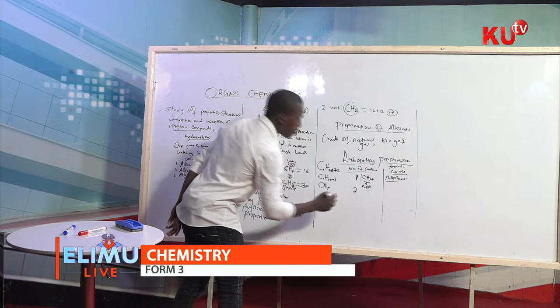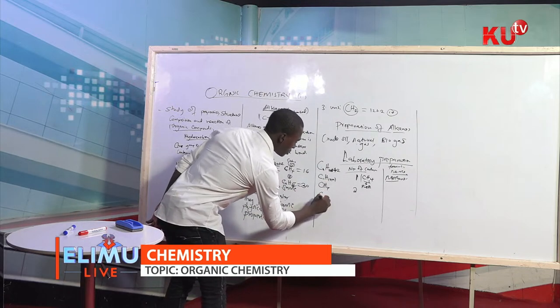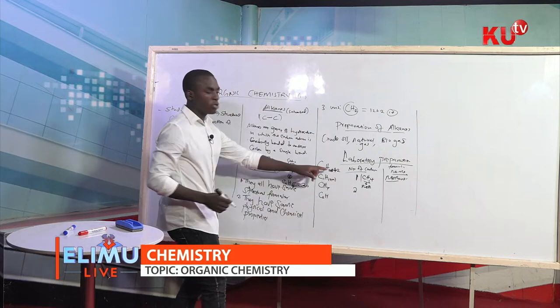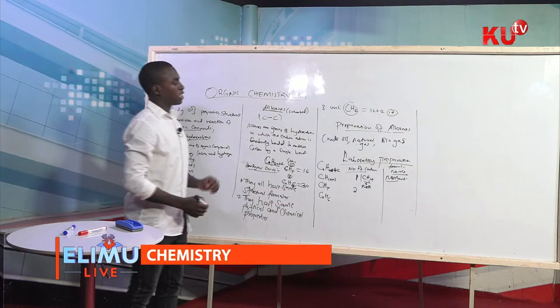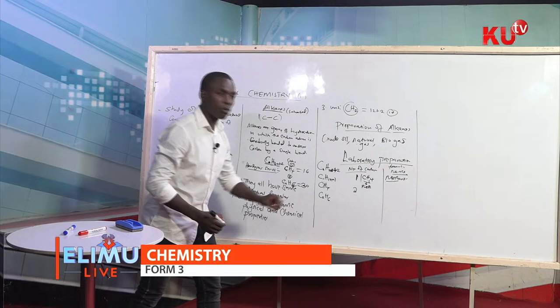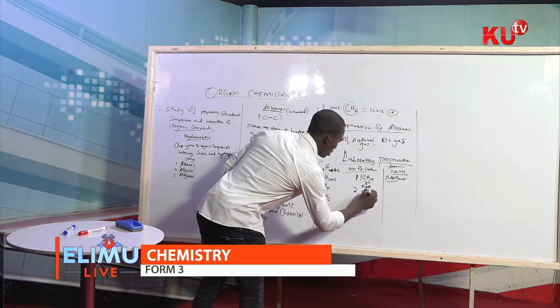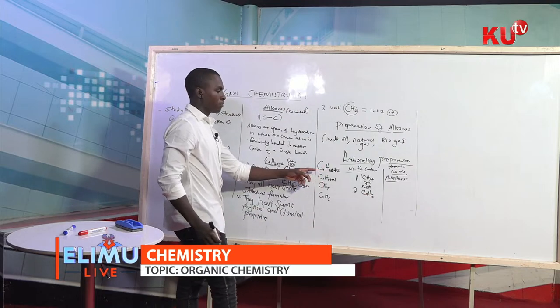So the second member will have two carbons. The number of carbons here is 2, so it will be C2 hydrogens, 2n+2. So it will be 2 times 2, which is 4, then add 2, giving us 6. So the second member will have 2 carbons and then 6 hydrogen. So it will be C2H6, following the formula of CnH2n+2.